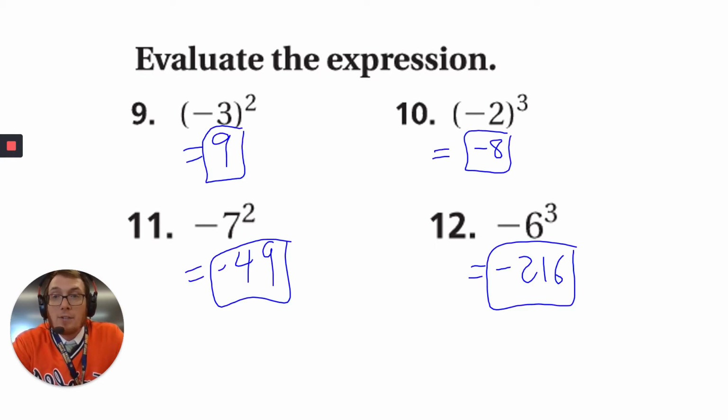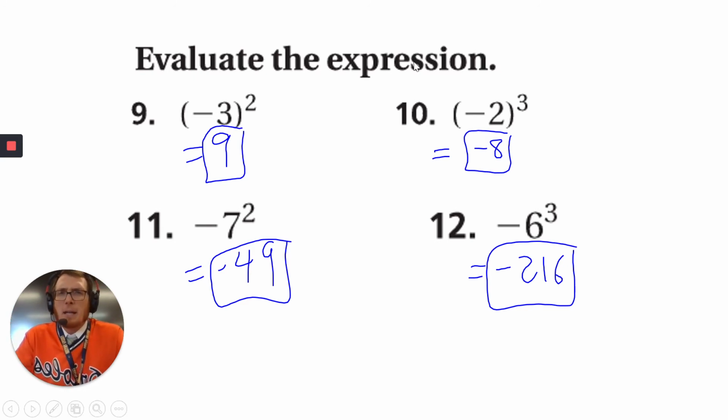Okay, here are all 4 answers. The key, first one, -3 times itself is 9. Second one, there's 3 negatives, so that's why the answer is negative. And on 11 and 12 here, they're both going to be negative answers because they're not in parentheses. It's irrelevant to what happens outside of it because it's going to be a negative.